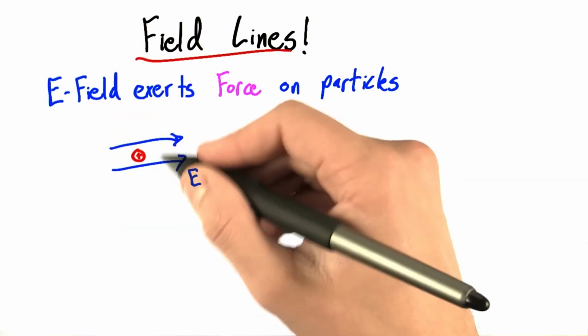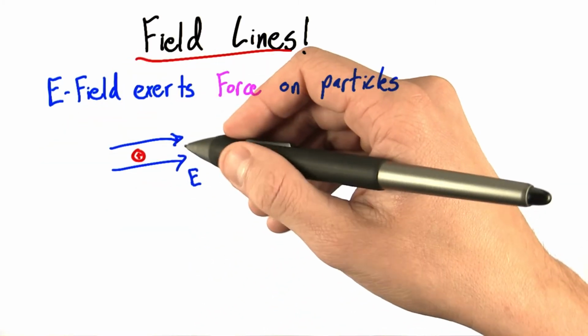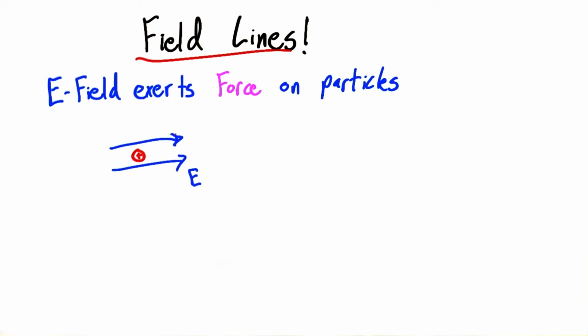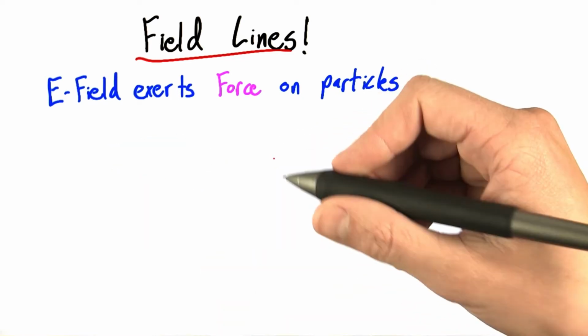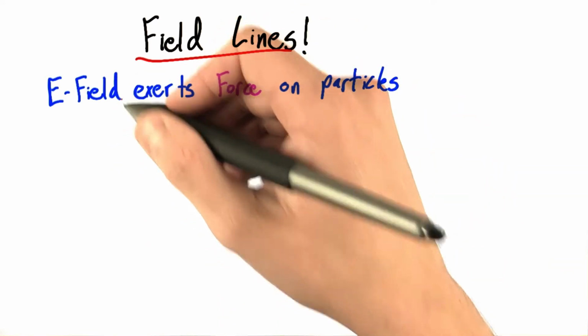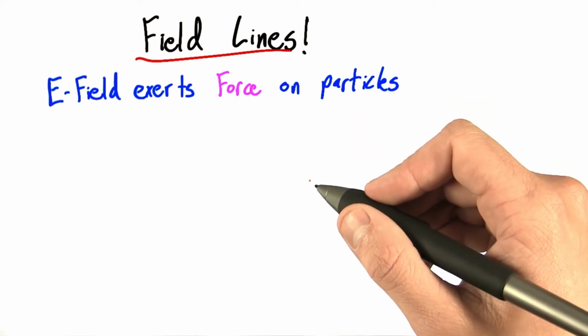Alright, but how do I know how to draw these lines? Where do they come from? Where do they go? Let's learn about that, the field lines themselves. Well, I mentioned before that electric field is not just felt by charges, it's created by charges.